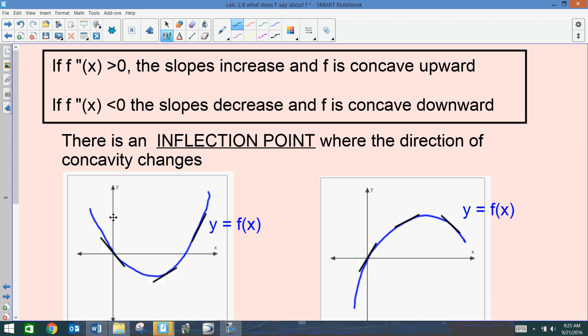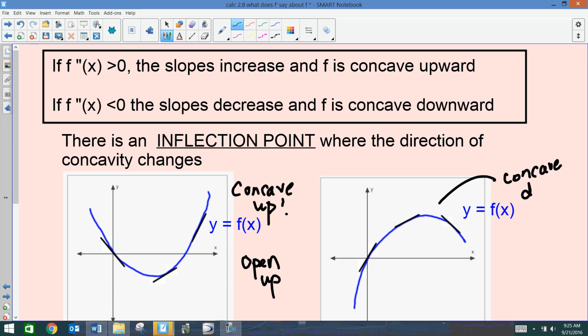Basically, let's look at what concave up looks like. This is concave up right here. It's the same concept as a quadratic when we talked about that in Algebra 2. You said it opened up or it opened down. So concave up, of course, is opening up. Concave down is opening down. We're going to call this CD, concave down, and CU, concave up.